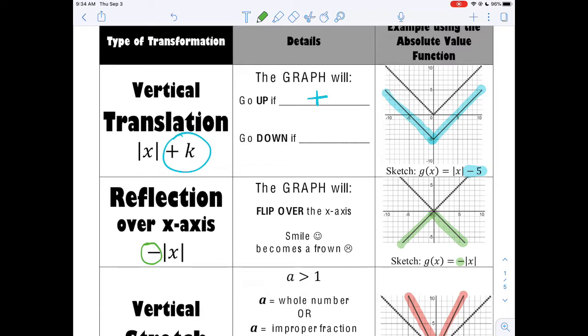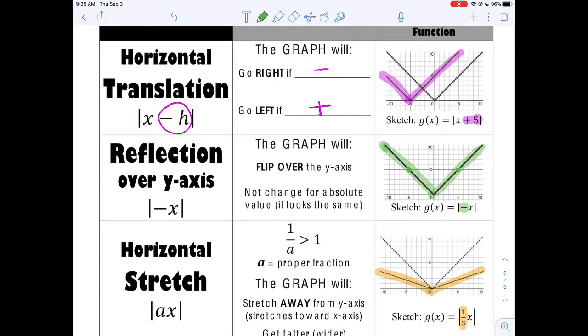So you can see here that if we have g of x is equal to negative on the outside, absolute value of x, we physically take that graph and we reflect it over the axis. Reflection over the y-axis, on the other hand, occurs inside a grouping symbol. So in this case, we have absolute value bars. All of these examples on this quick reference sheet are for absolute value, but it could just as easily be parentheses. So in this case, the graph will flip over the y-axis.